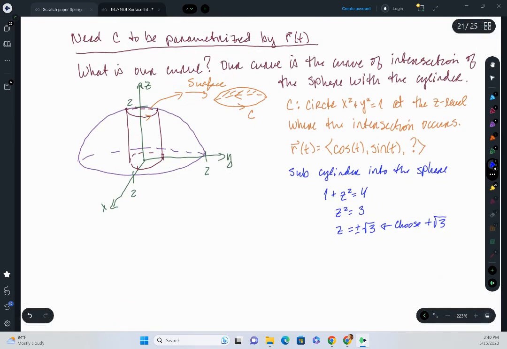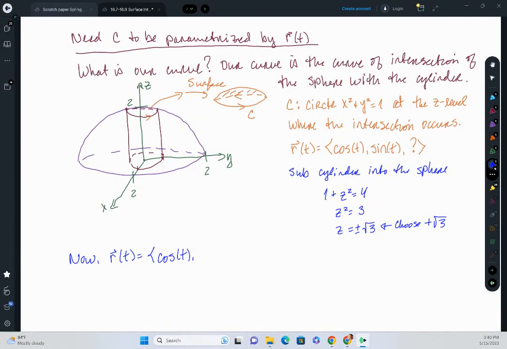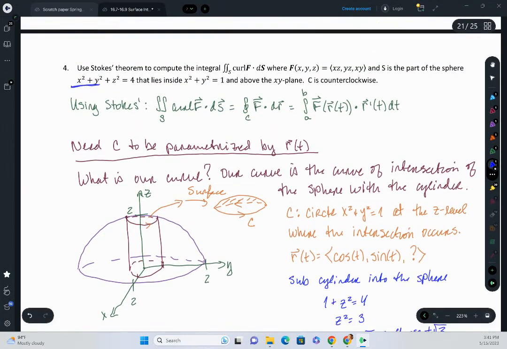So now what we have is r of t is equal to the vector with components cosine of t, sine of t, and the square root of 3. Okay, I can't just let z be 0 because we are actually at a specific height for z. We're not on the xy plane. All right, now that we have the vector function that models the curve, let's go back up to our integral and see what we have.